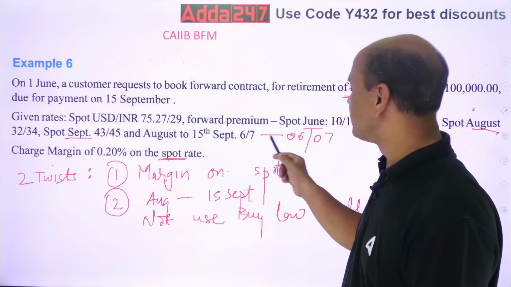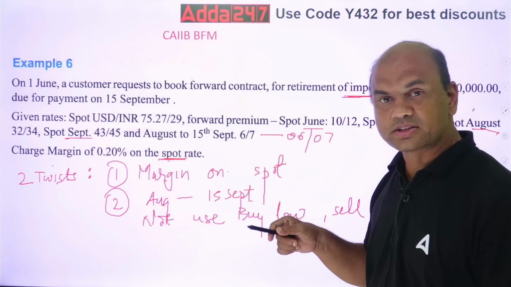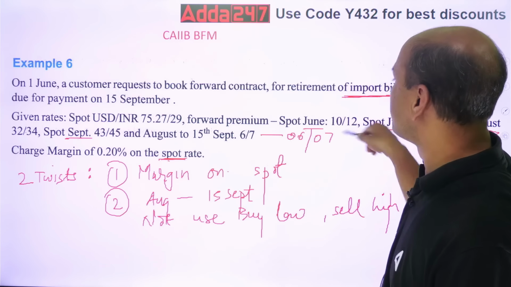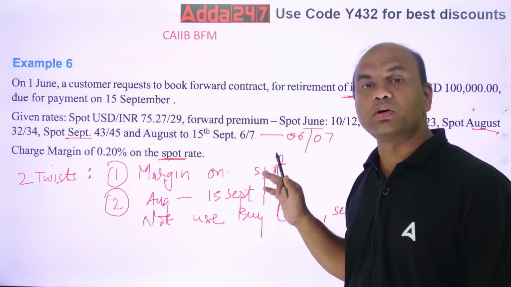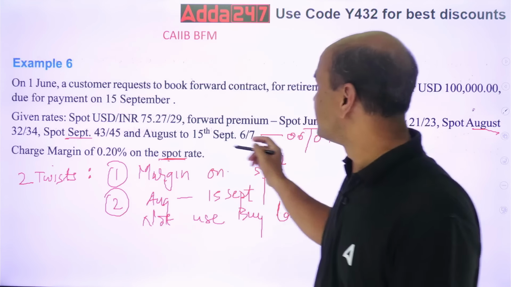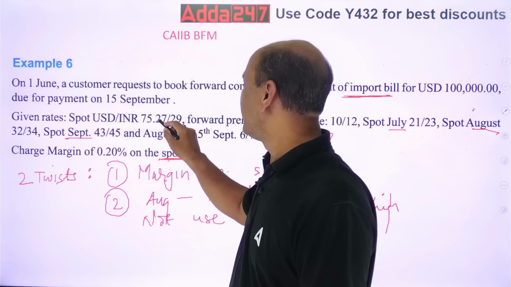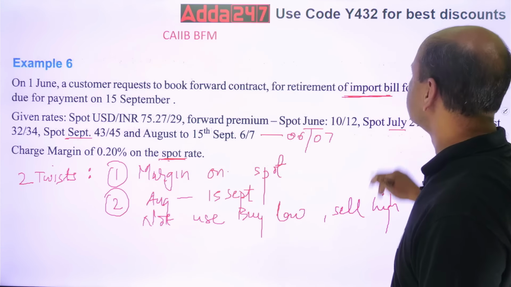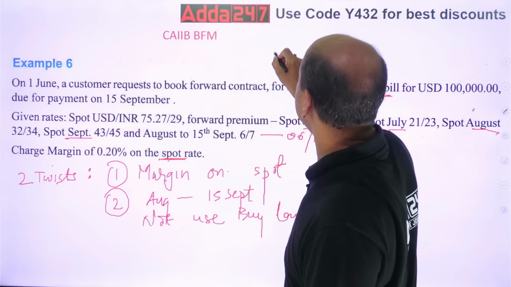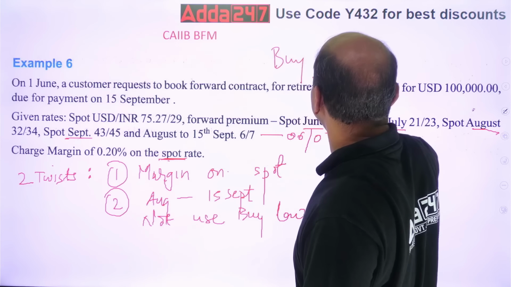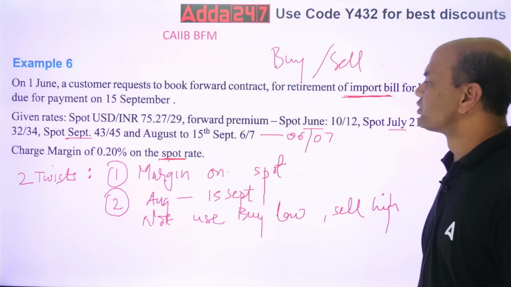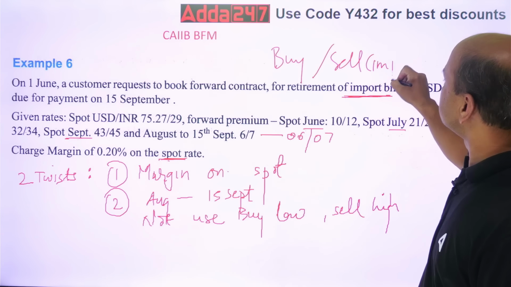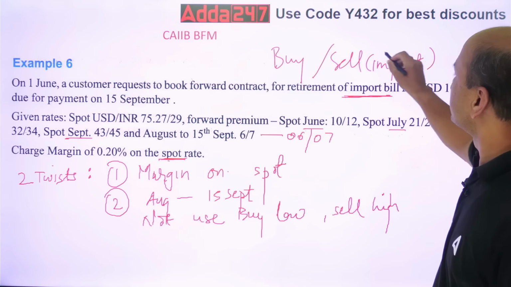And always remember, 6-7 means what? There are two digits, 06 and 07. Now kindly note, we are focusing on the import bill, so we'll be focusing everywhere on the right side, not the left side. See this: this is always buy, this is always sell. Whenever you have it like this, this side is always buy and this side is always sell. Import is always sell, and export is always buy.